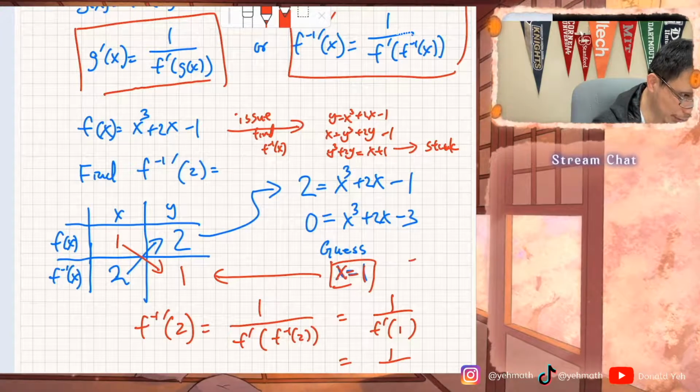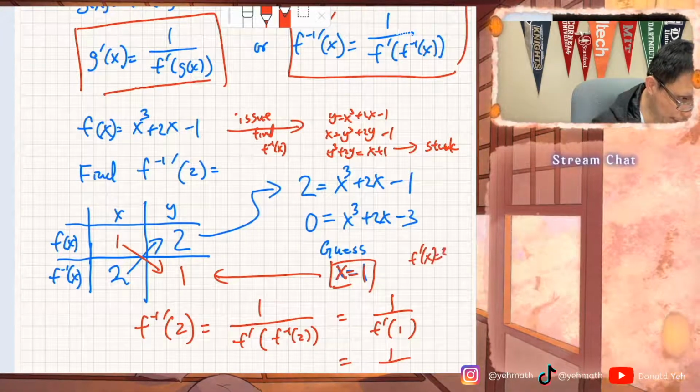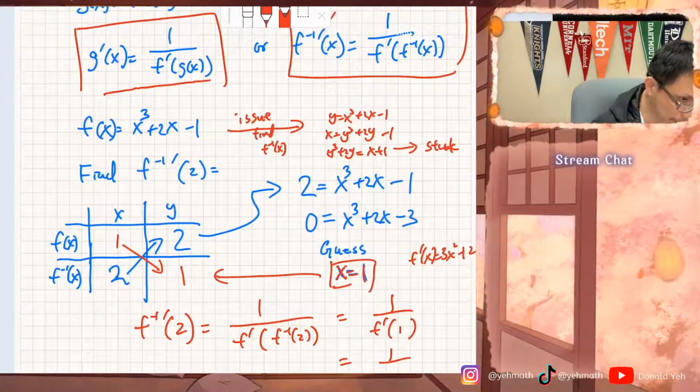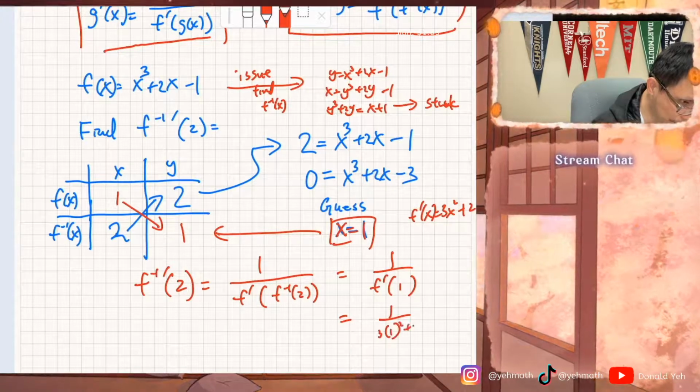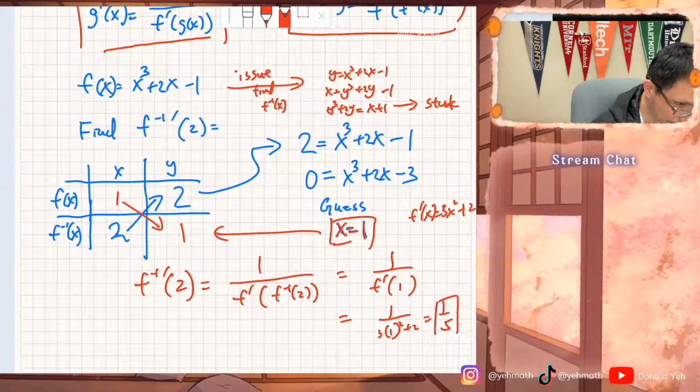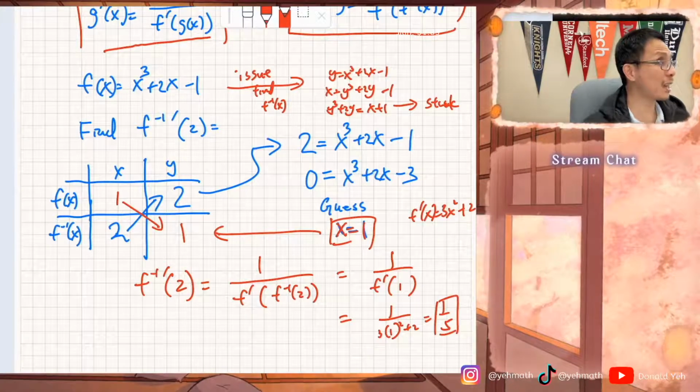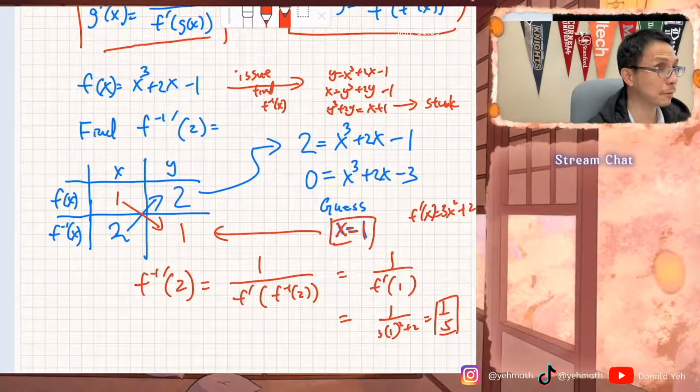Does that make sense? Which is equal to 1 over, well, I'm just going to take a derivative. If I take a derivative, f prime of x, I can do that really fast: 3x squared plus 2. And I'm going to plug in 1, so it's 3 times 1 squared plus 2. That's equal to 1 over 5. I just found the derivative of the inverse function without finding the inverse.